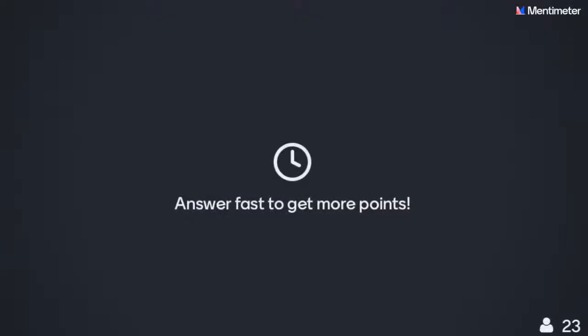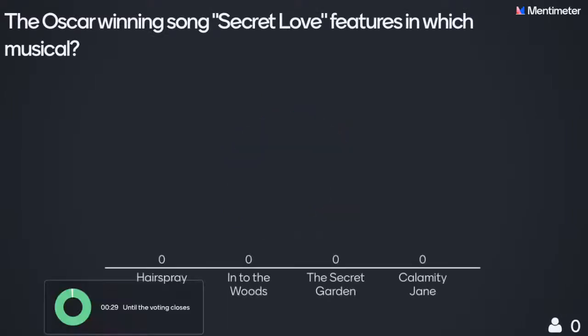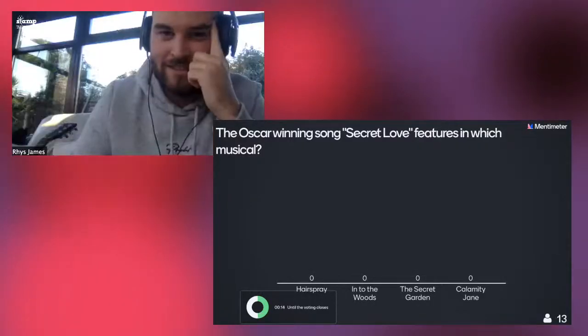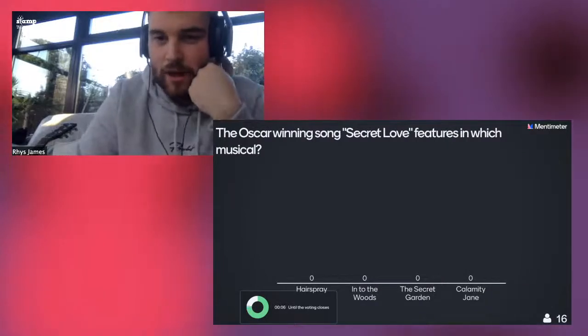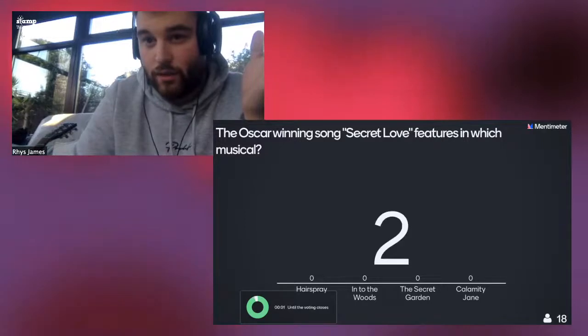And your next question is: the Oscar-winning song Secret Love features in which musical? Okay, so is it Hairspray, Into the Woods, The Secret Garden or Calamity Jane? I wonder if that's anything like Calamity Jane. I think they're very different stories, to be honest. Yeah, same. So, Secret Love, the song, featured in which musical? I'm going out on a limb here, but I would go with one that also has the word secret in it.